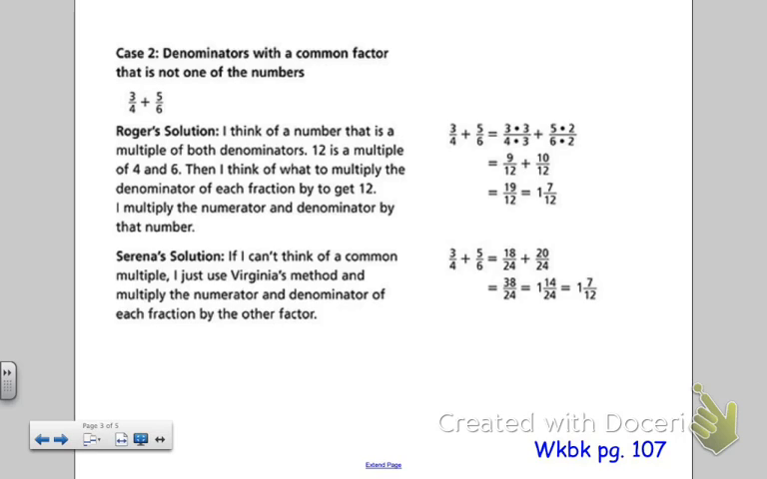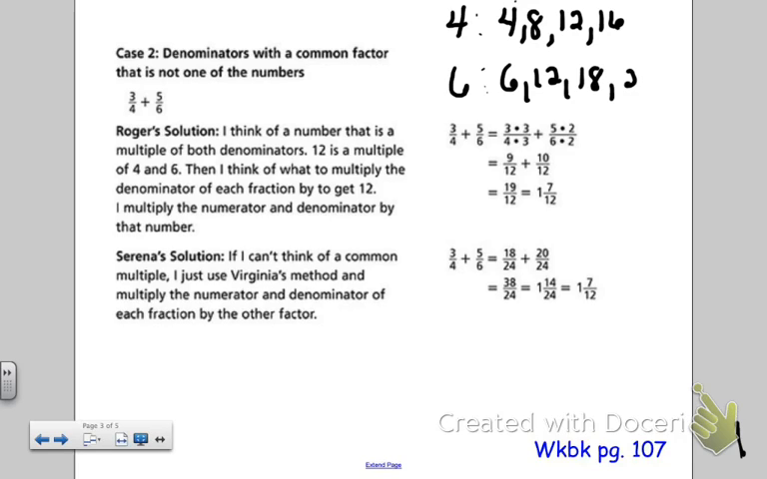Now, case 2, we have 3/4 plus 5/6. Now, Roger's solution is to think of a number that is a multiple of both denominators. So, right now we have denominators of 4 and 6. Let's list out all the multiples of 4 and 6. So like if I were to count by 4s, that's 4, 8, 12, 16, so on and so forth. For 6, it would be 6, 12, 18, 24.